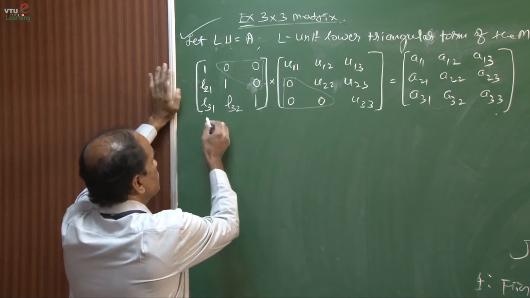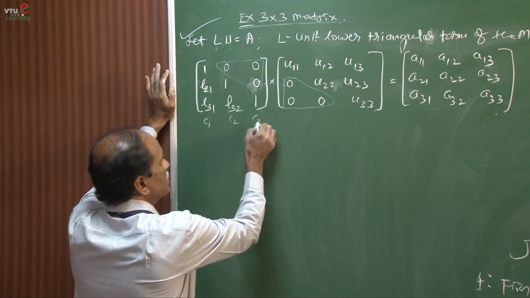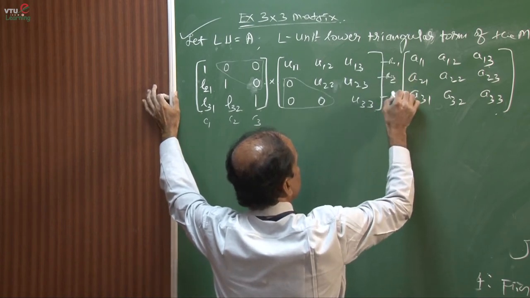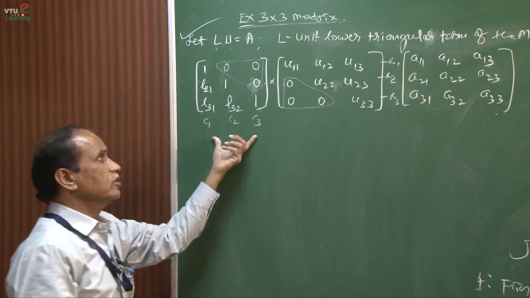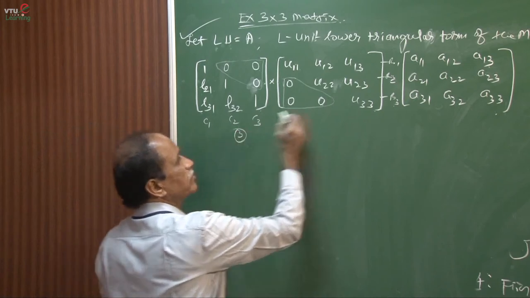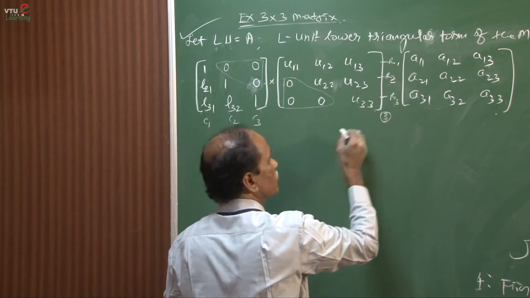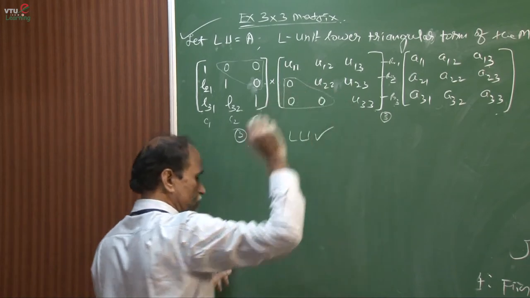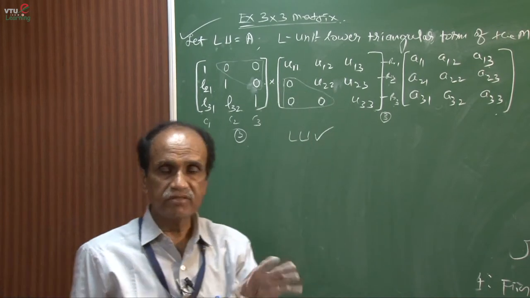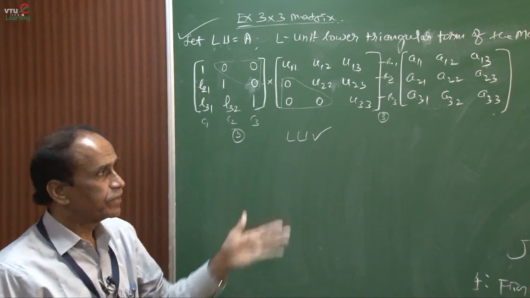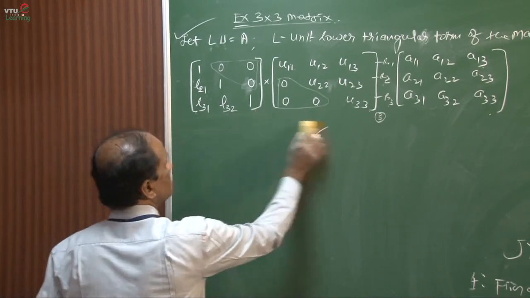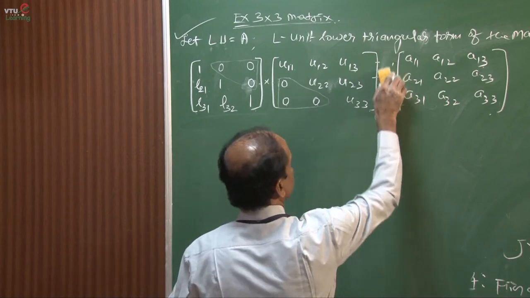So number of columns means C1, C2, C3. Number of rows means R1, R2 and R3. So the number of columns is 3 and the number of rows is 3. Therefore, the product of L into U is allowed. With this condition satisfied, we will proceed to take the product of the equations. Then we will consider those equations one by one.